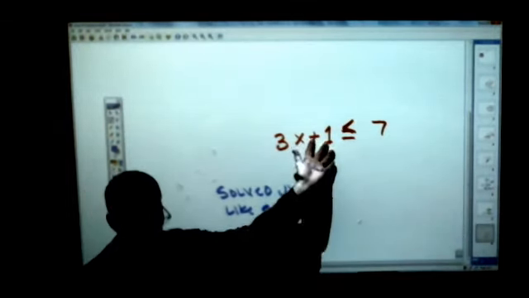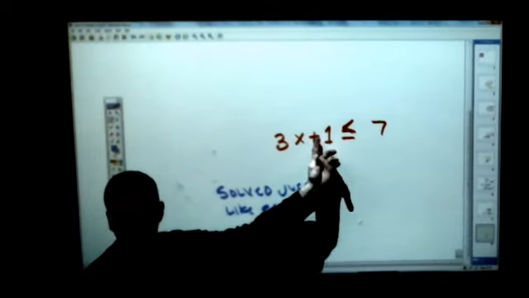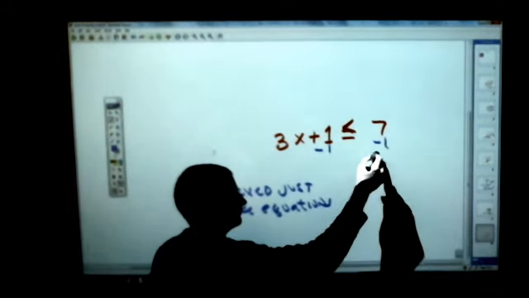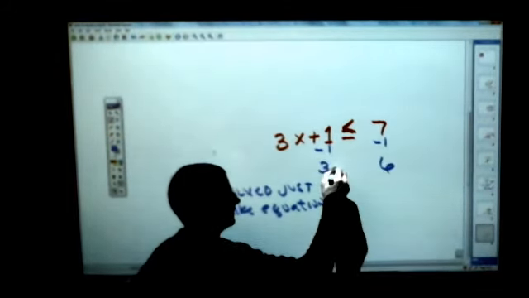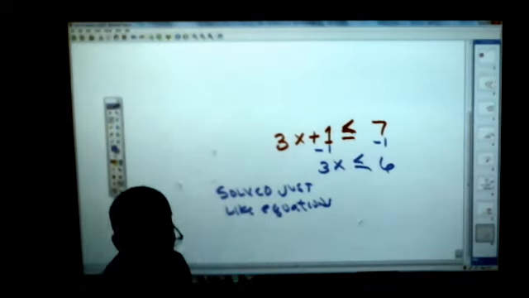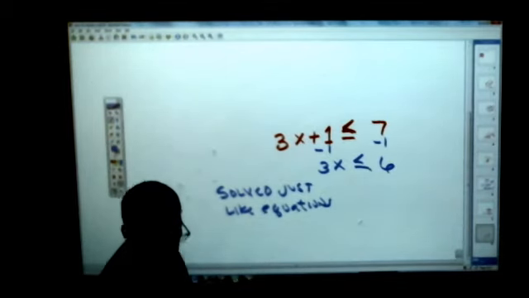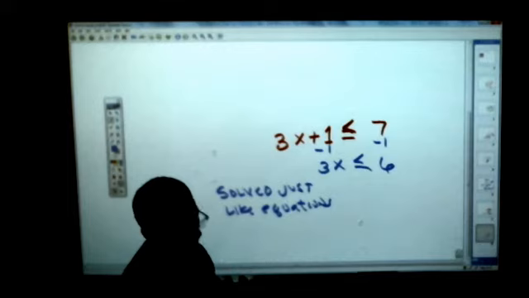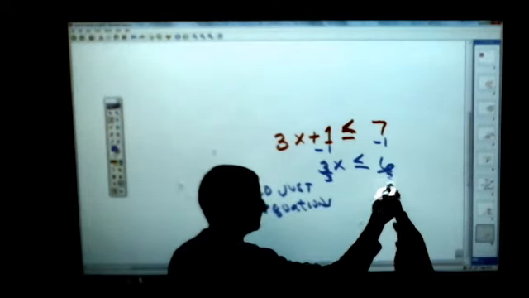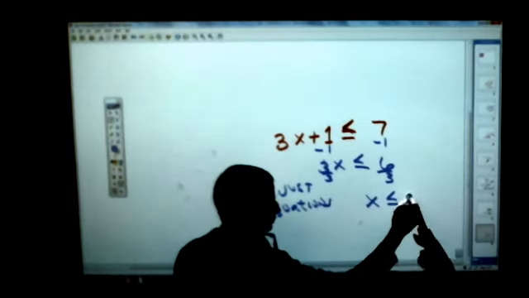If this was a regular equation, what would I do? I get rid of the 1 by subtracting it, right? I subtract 1, I subtract 1. This becomes a 6. Now I have 3x is less than or equal to 6. What's the last thing I'm going to do there? Anybody out there in the mathematical world? How do I get rid of the 3 in front of the x? I divide by 3. And when I divide by 3, 6 becomes a 2. So x is less than or equal to 2.